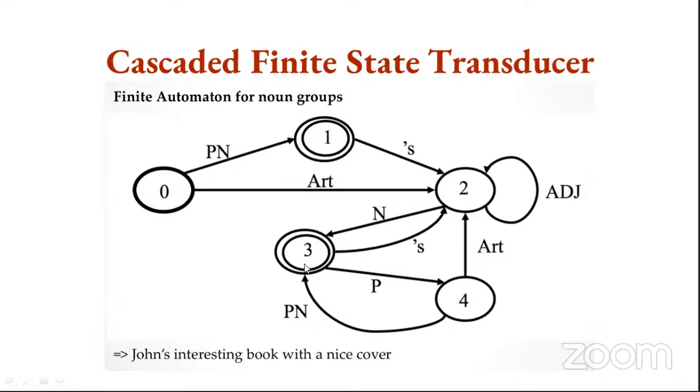So this way, basically, we can design a finite state automata, and then we can follow the states. We can transit from one state to another state to check whether this particular sentence is generated by this grammar or not.